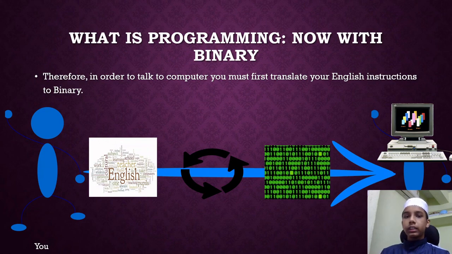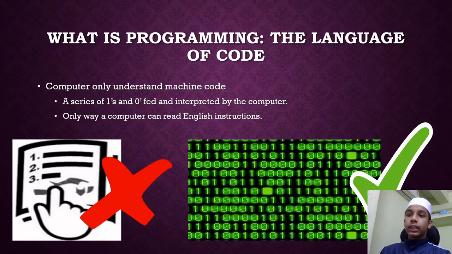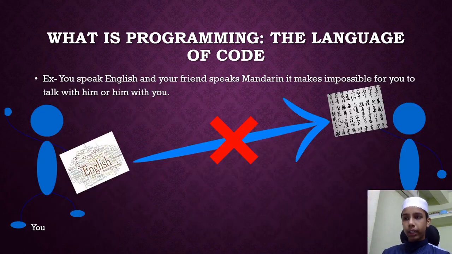Like here you can see ones and zeros. A series of ones and zeros fed and interpreted by the computer is also known as machine code and binary number.